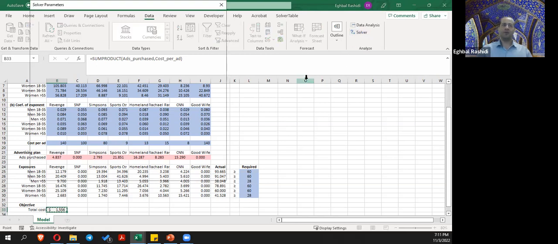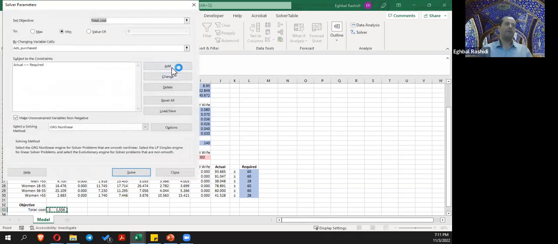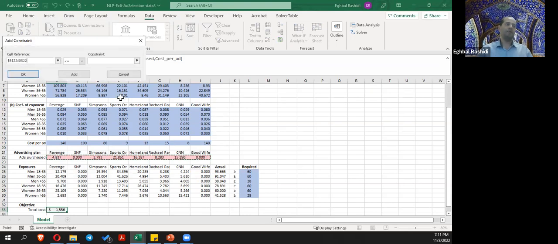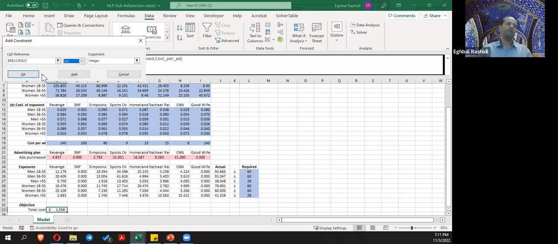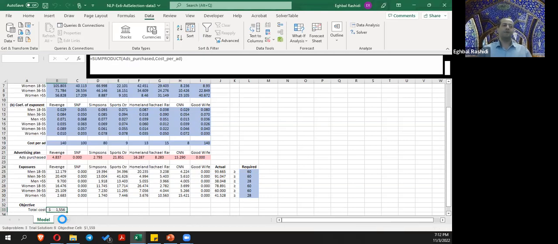Okay. So now I am going to enforce the integrality constraints for the ad plan. So I'm going to add the decision variable to be integer. So now I have it. I'm going to run it. As you notice here, it's taking longer than it did when we didn't have the integrality constraint. Any questions while this is running?